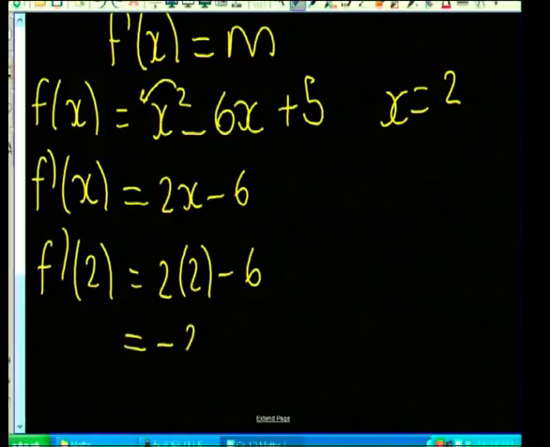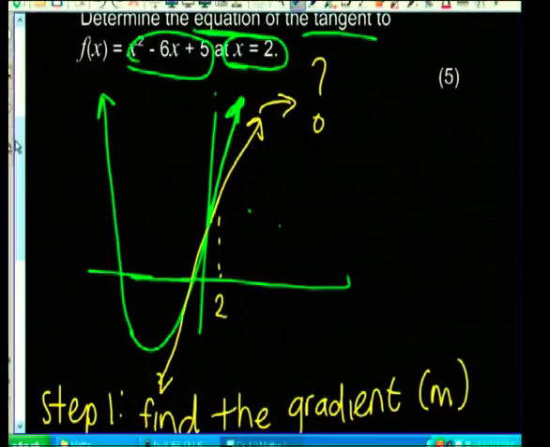And that would be negative 2. Now we've just found our gradient at x equal to 2, which is negative 2. So if I go back to the sketch quickly, the gradient of this yellow line is minus 2. It's not a point, it's the gradient. In other words, it's the slope. Now let's go back to the question. Now that we've found the gradient, we can go on to step 2.